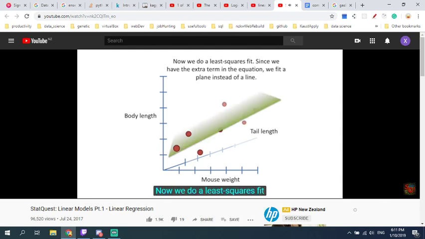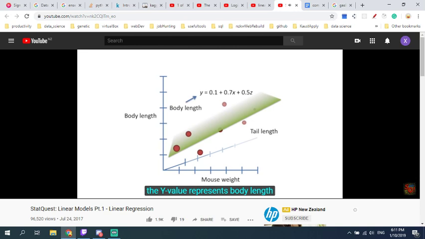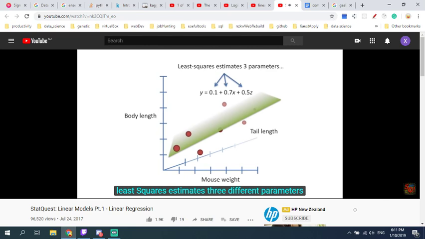Now we do a least squares fit. Since we have the extra term in the equation representing an extra dimension, we fit a plane instead of a line. Here's the equation for the plane. The y value represents body length. Least squares estimates 3 different parameters.